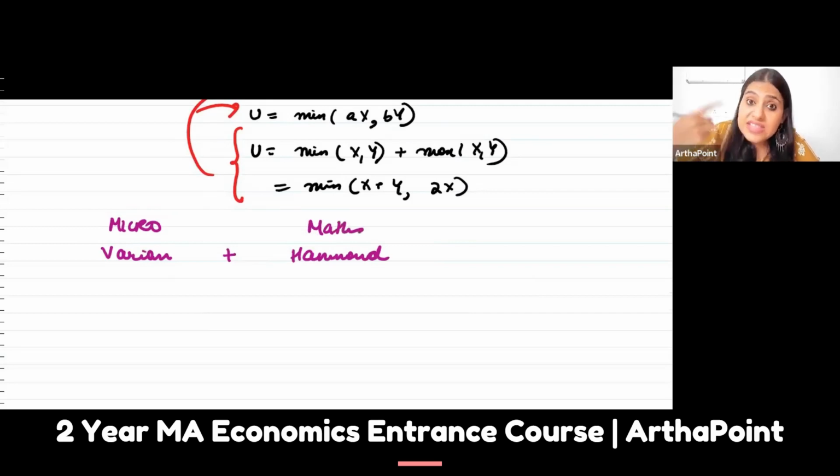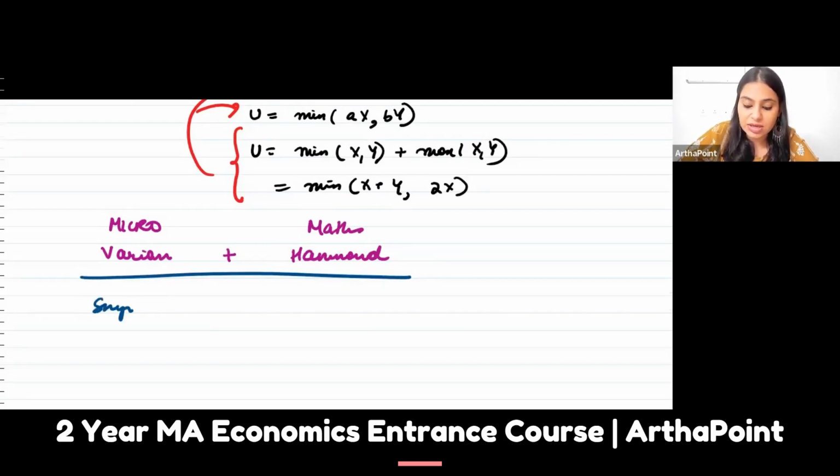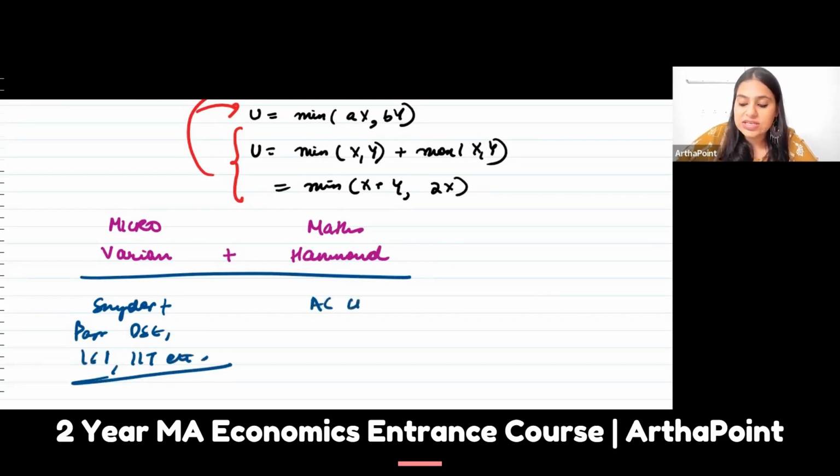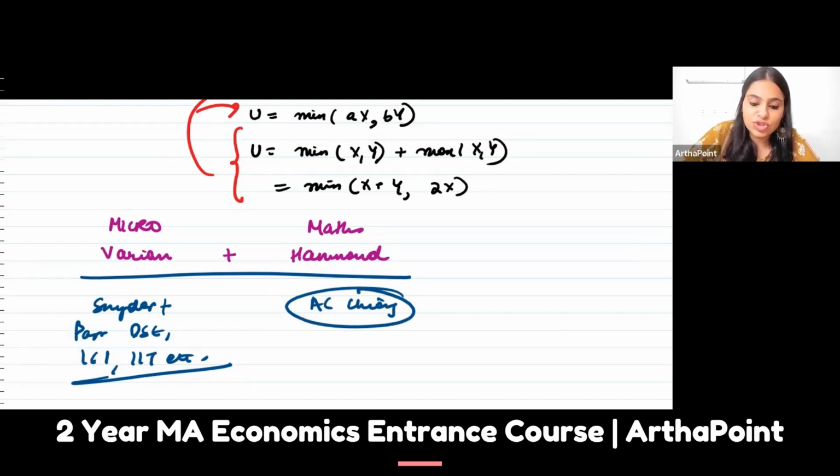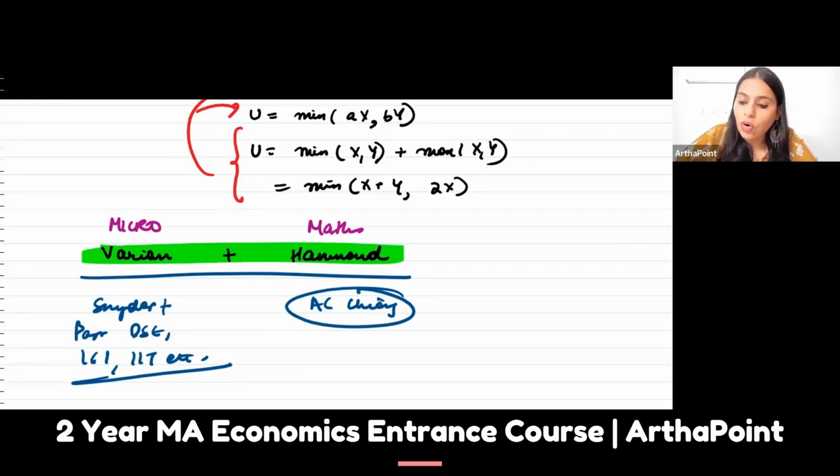Next year, we will go ahead and together do Snyder thoroughly. Do all past year questions of DSC, ISI, IIT, etc. And we will do AC Chiang thoroughly. This year, you're not supposed to go to that level. You just have to be thorough with this and do all the assignments provided.